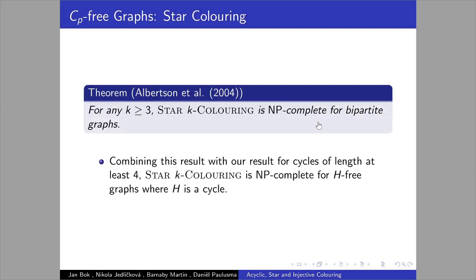And then we combine this with the result of Albertson, which says that for any k at least 3, star k-coloring is NP-complete for bipartite graphs. So this gives us the triangle-free case. Together we get star k-coloring is NP-complete for H-free graphs where H contains a cycle, for any k at least 3.